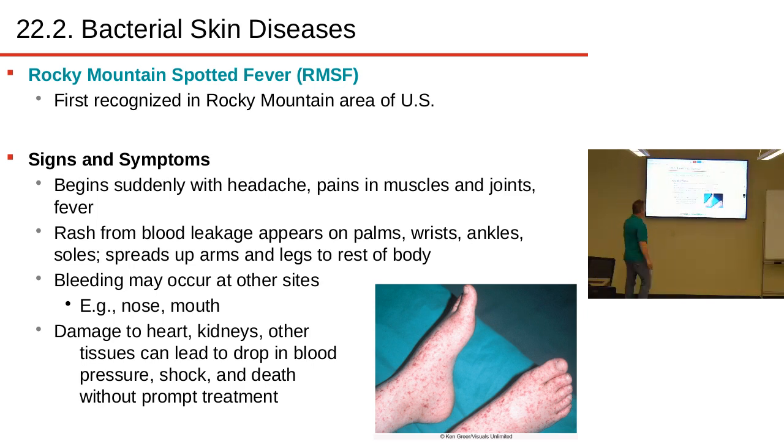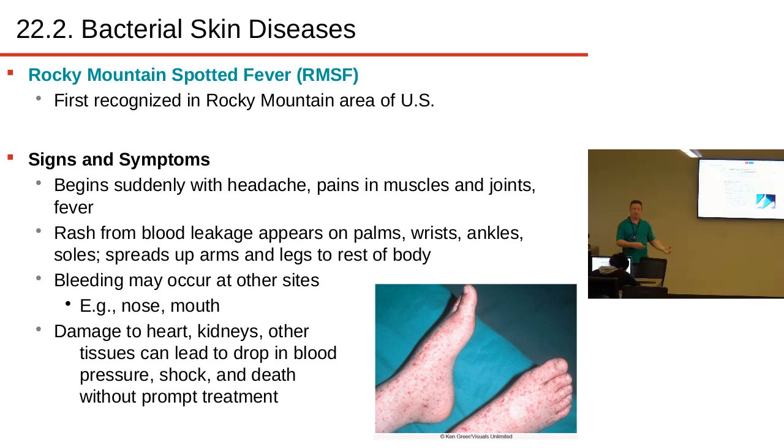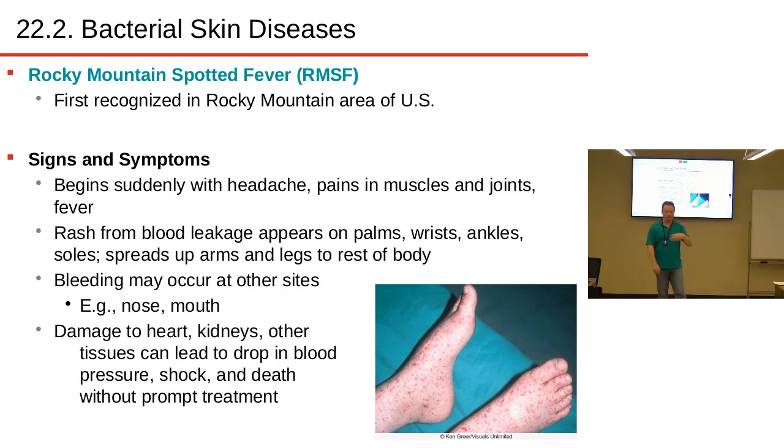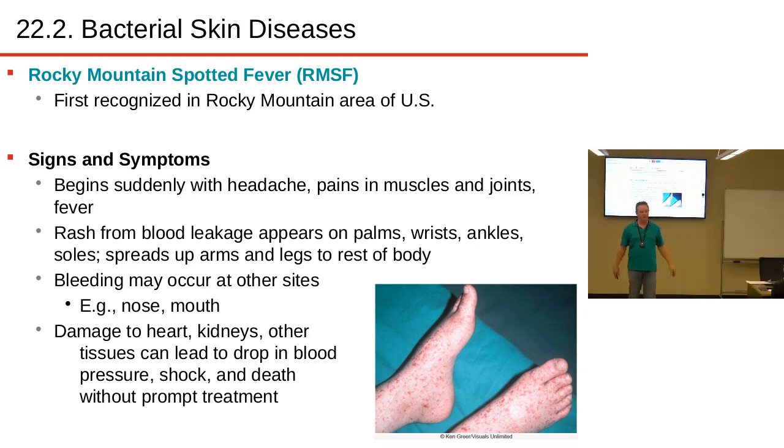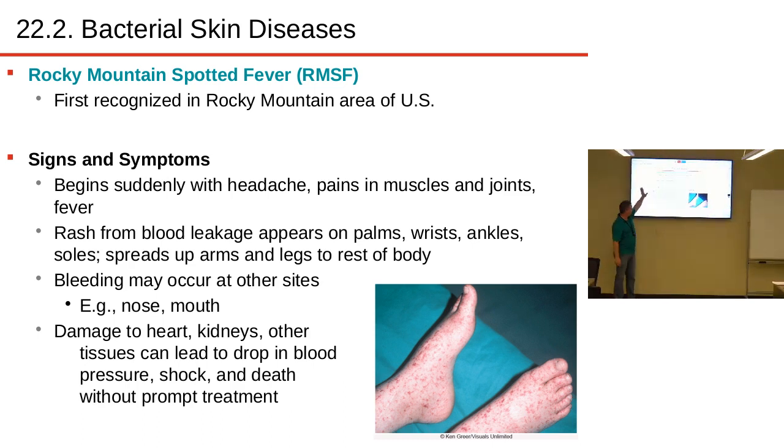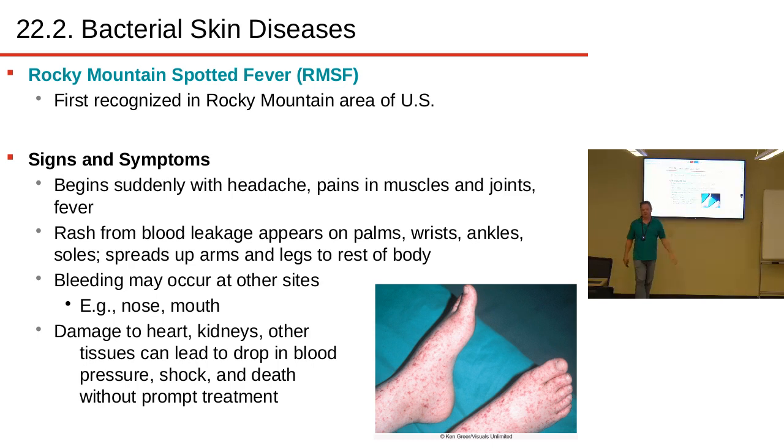the skin, and you start getting blood leakage around the palms, wrists, ankles, anywhere where that rash forms. You may also end up getting some other bleeding from other sites: the tear ducts, the nasal and mouth areas, anywhere where it's easily accessible. You might start seeing some blood come through there. And then, obviously, this is a major systemic problem since it's throughout the entire body, so we start seeing organ damage happening anywhere from the heart to the kidneys, causing that blood pressure drop.